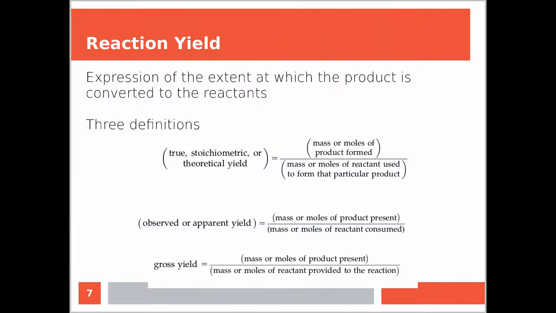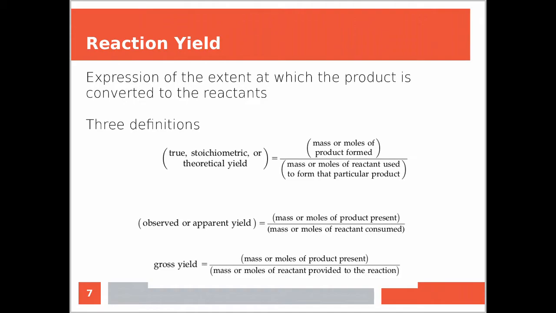Okay, so another aspect in homogeneous reactions we need to consider is the reaction yield. The reaction yield is the expression of the extent to which the reactants are converted to the product. We have three basic definitions here. The first is the true stoichiometric or theoretical yield, which is the yield that you have in your general chemistry reactions. It is the mass or moles of the product formed over the mass or moles of the reactant used to form that particular product. This is the most ideal of the three definitions of the reaction yield.